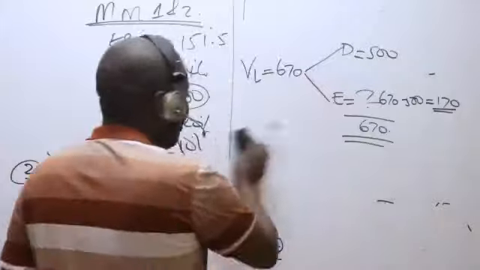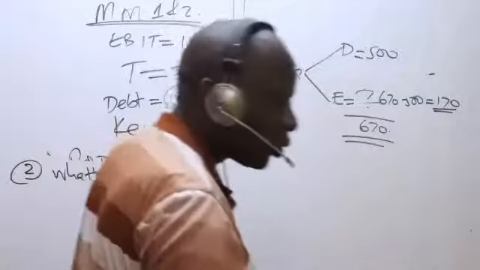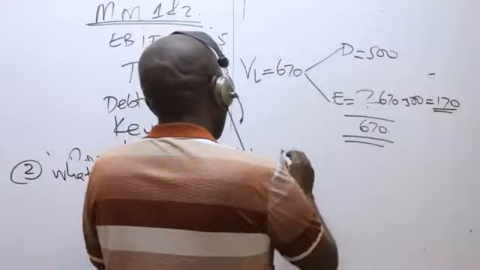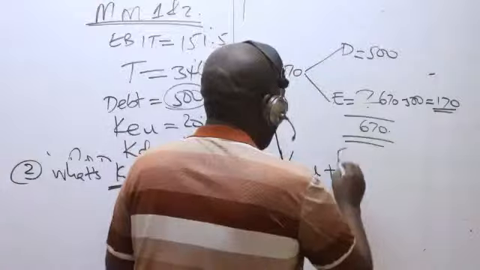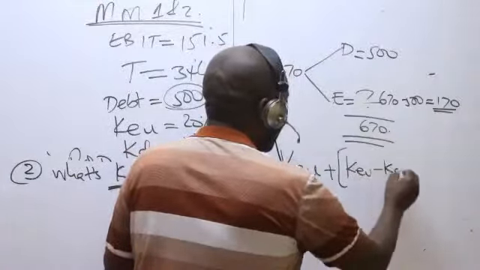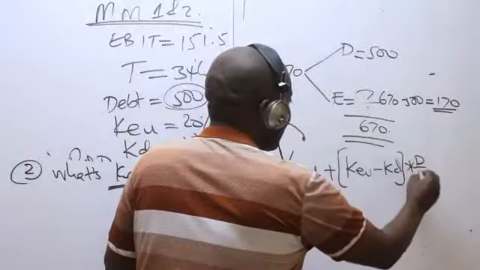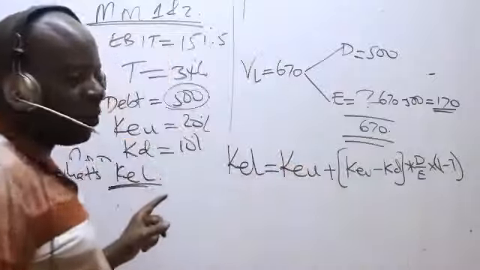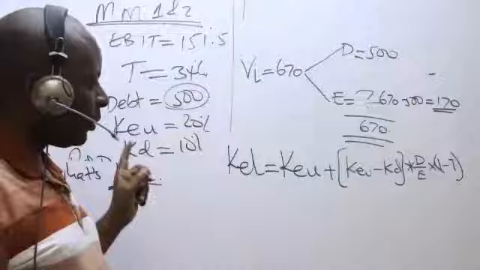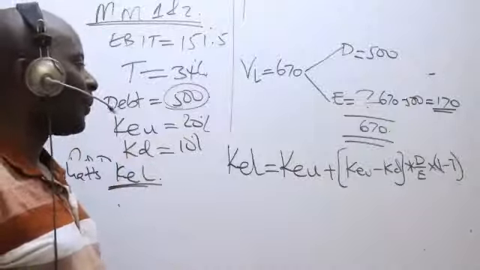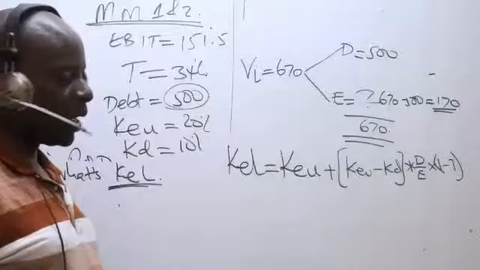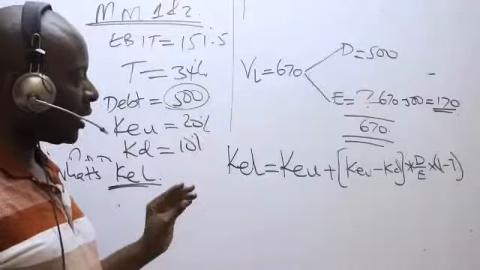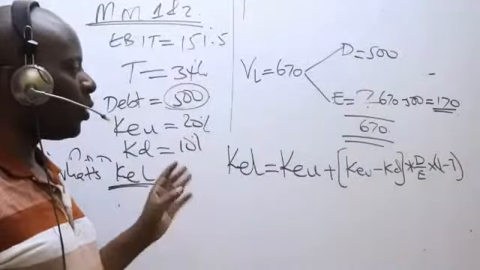What I know, ladies and gentlemen, is that there are very many ways that you could make use of to get this. But the best of them all, when they ask you to give them KE, always tell them that KE is KU plus (KU minus KD) times D over E times (1 minus tax). A very important formula for getting KE, the cost of equity of a levered organization: KU plus (KU minus KD) times D over E into (1 minus tax).